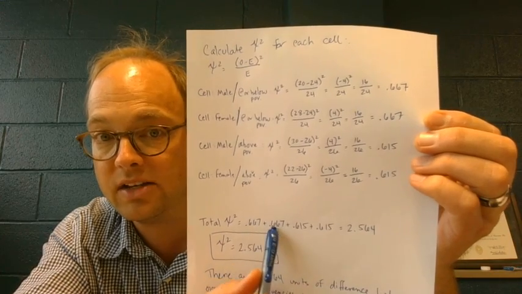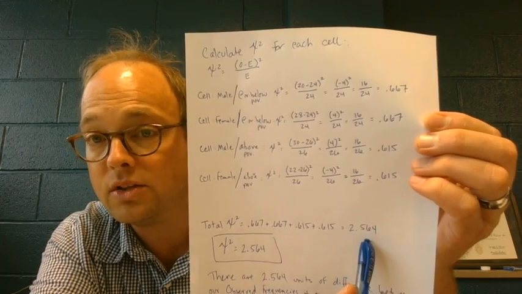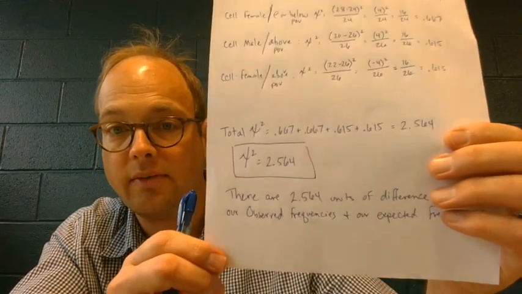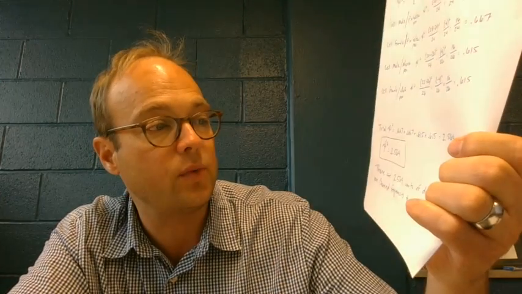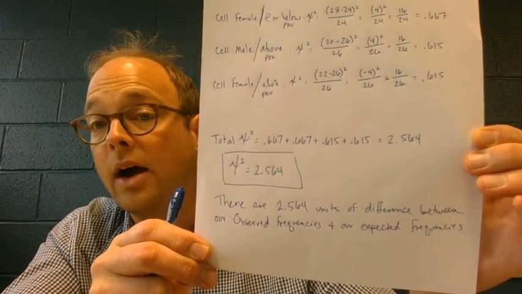And then I indicated each cell's chi-square value added together for a total of 2.564, and there are 2.564 units of difference between our observed cell frequencies and our expected cell frequencies. So 2.564. But my question is, is that a lot? Is that a little? Is there anything going on there? How much of an amount of difference could have occurred by chance alone?